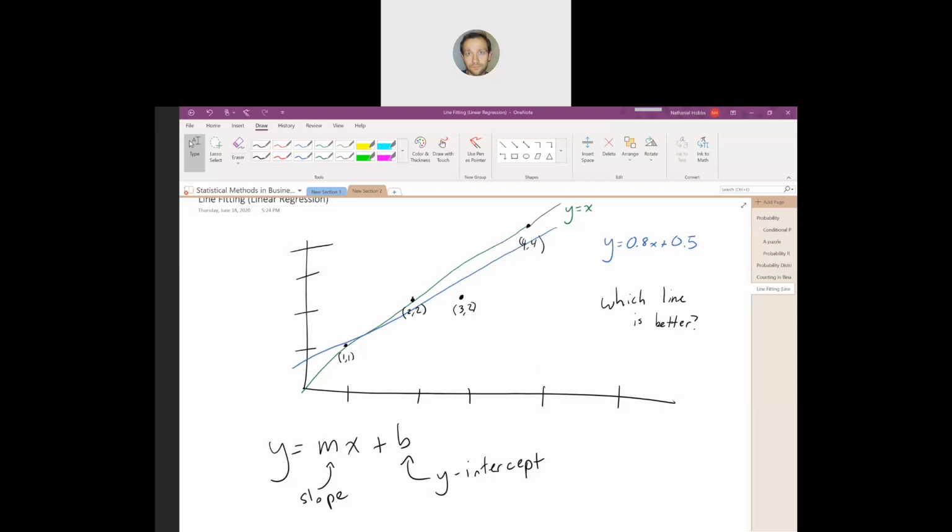Let me pick on Yue. Do you have a mic? Hello. Can you hear me? Yes, I can. Which of these lines do you think looks better? The green line or the blue line? Or y equals x or the other one? I think the green line. The green line. Okay. Why the green line?